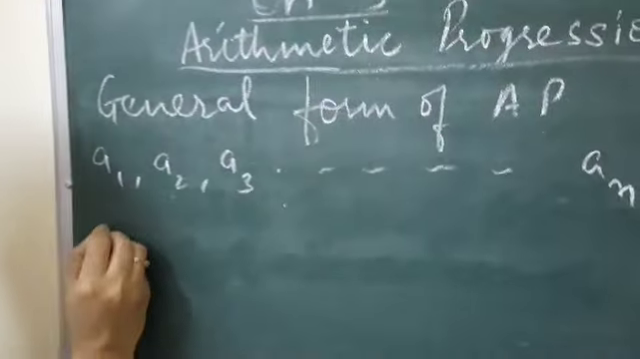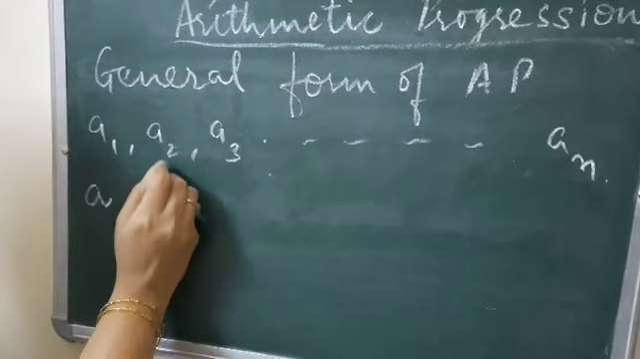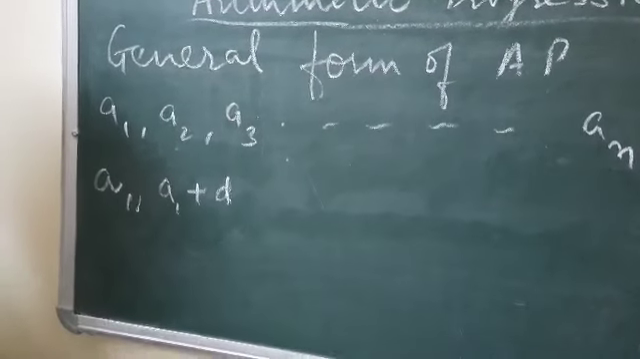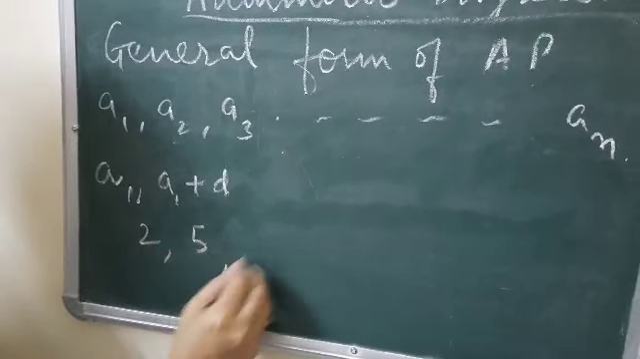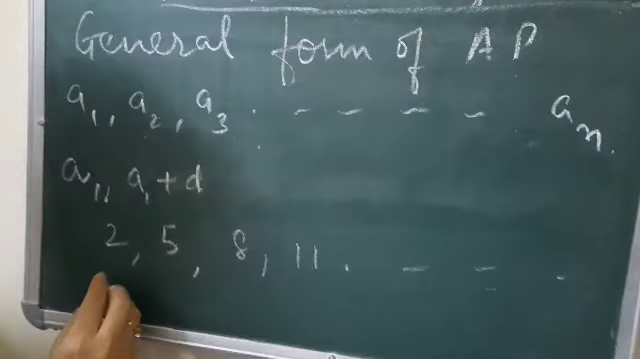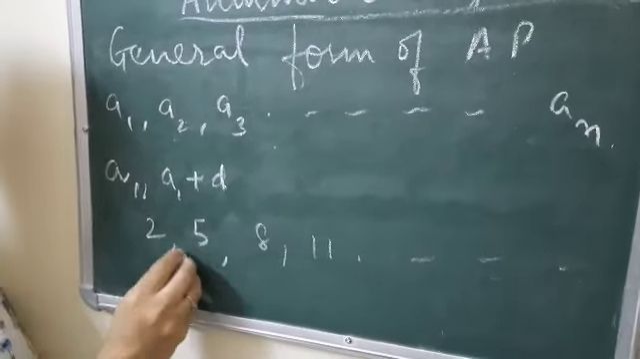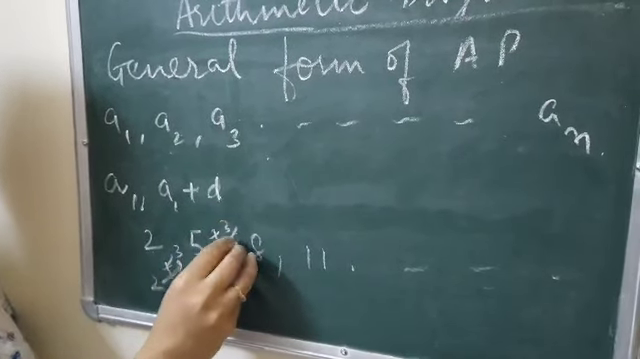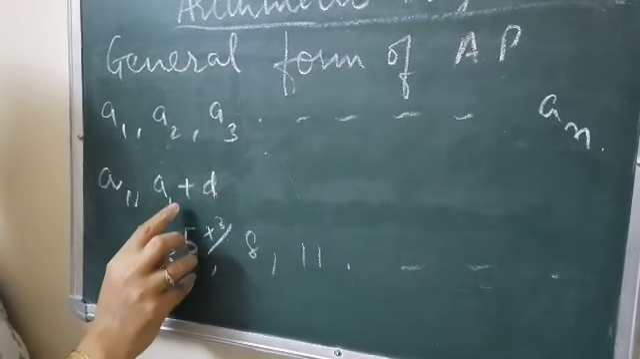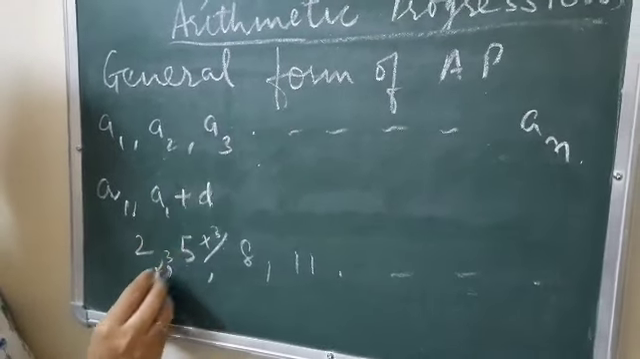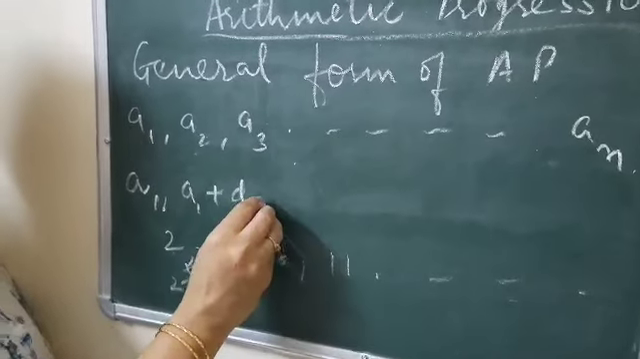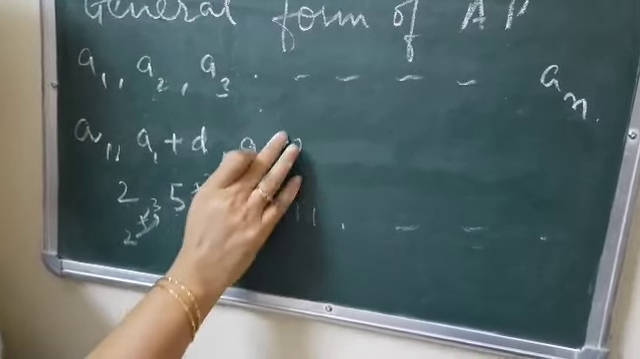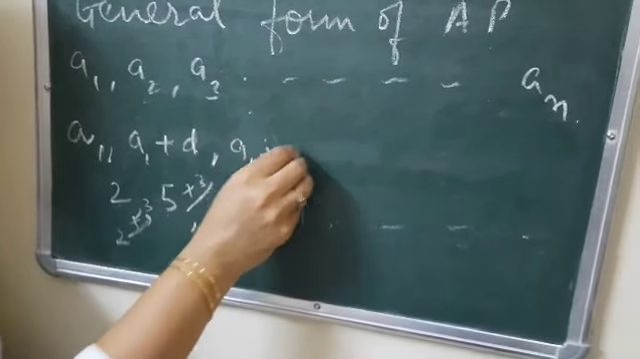Or we can write it as, this is the first term A1. A2 can be written as A1 plus D also. Because when I gave the example 2, 5, 8, 11 and so on, what were we doing? A was 2. When I add 3 to 2, it becomes 5. When I add 3 to 5, it becomes 8. So A1 is written as A1, A2 can be written as A1 plus D. Similarly, A3 can be written as A1 plus 2D, or you can say A2 plus D.